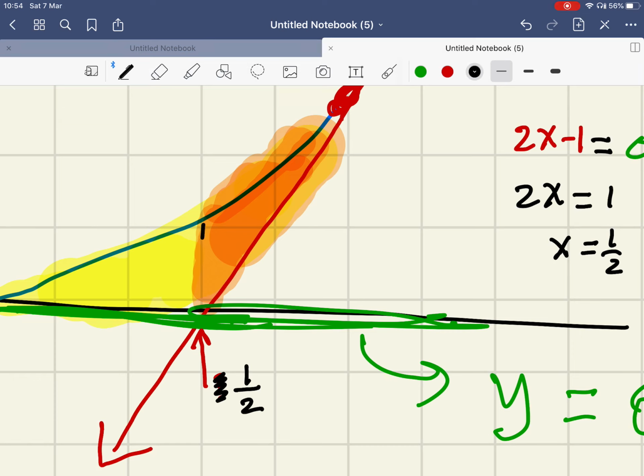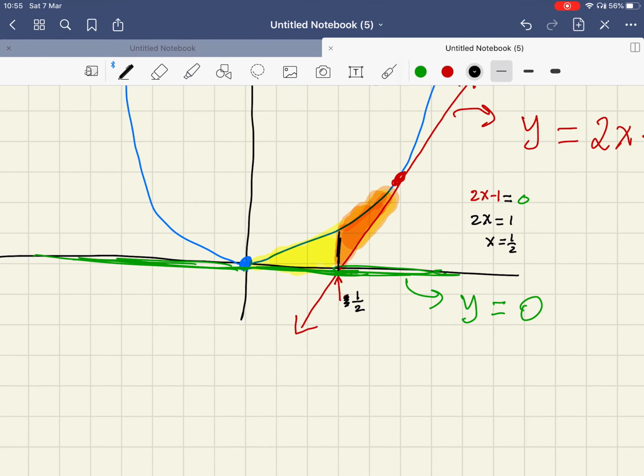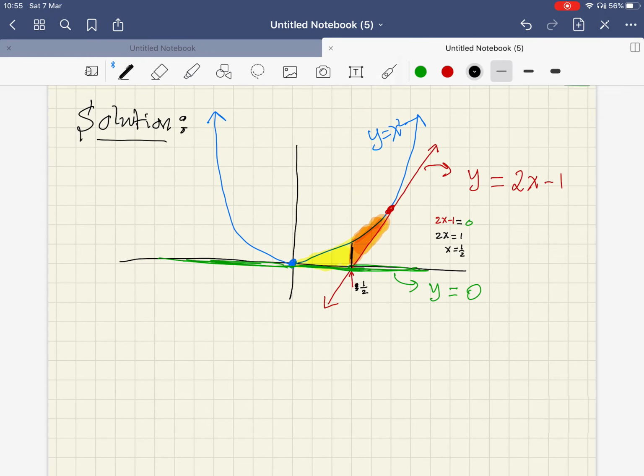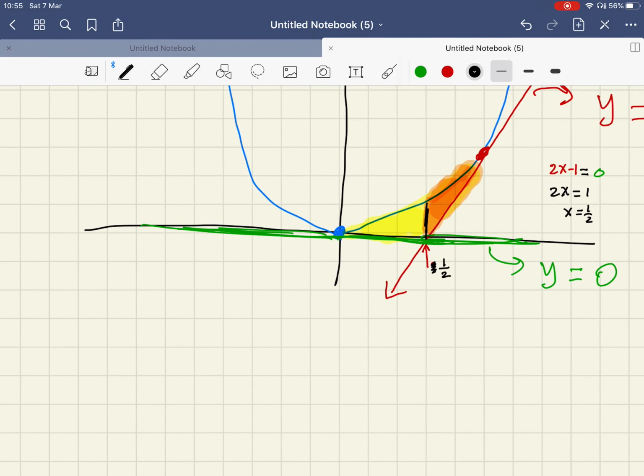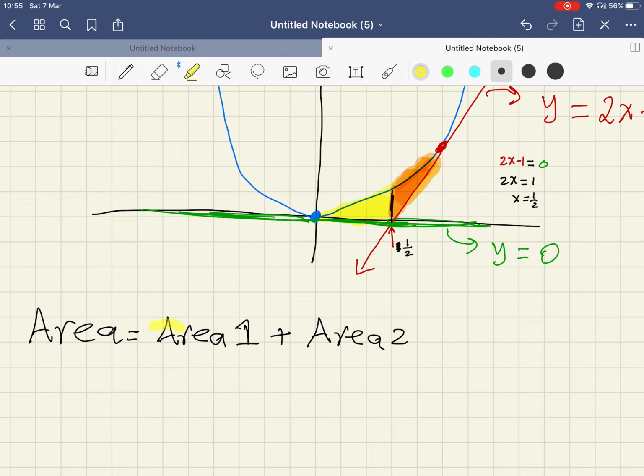So I have two regions, region 1 plus region 2. And all we need to do is find the area for that. So the area, as we just said, is area 1 plus area 2. In terms of colors, this should be area 1, which is the top is the blue and the bottom is the green. And area 2 is given by this one.